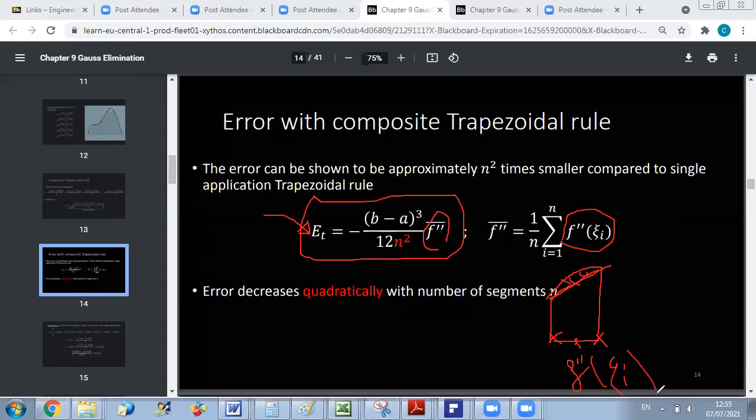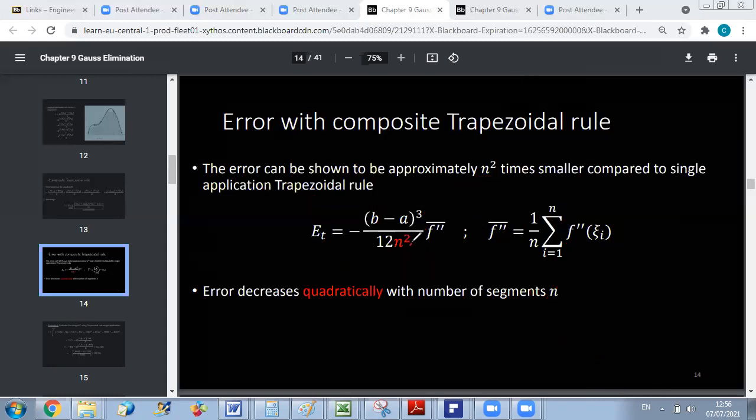So we can demonstrate mathematically that when we do n segments, the error obtained will be proportional to f-second bar, which can be found as the average of f-second psi I for each interval. Okay, and since we cannot play with this term, we don't have any tool to change it. What we can do just is to increase n. When we increase n, the error will be reduced. And as you can see, the error decreases quadratically with the number of segments, which is good. Okay, so we have a quadratic decrease of the error when increasing the number of segments.